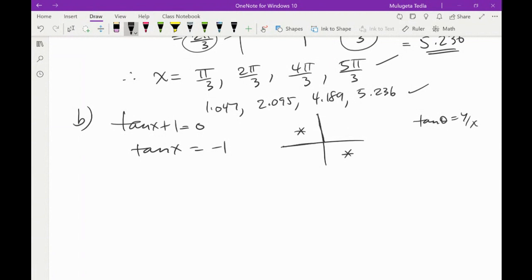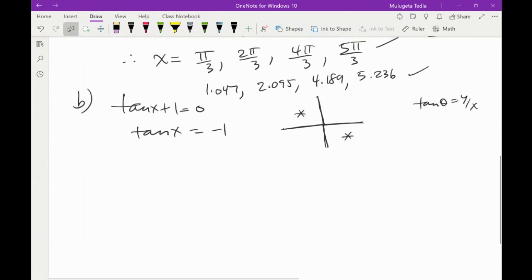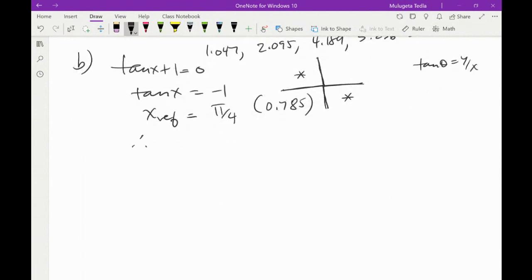Here y is positive, x negative. Here y is negative, x positive. So these are the two. Therefore, the reference angle would simply be pi by 4. If you use the inverse tan function of 1, you will get 45 degrees, which is 0.785. Mind you, this is not an answer because this is on the first quadrant, and I don't have a solution on the first quadrant.